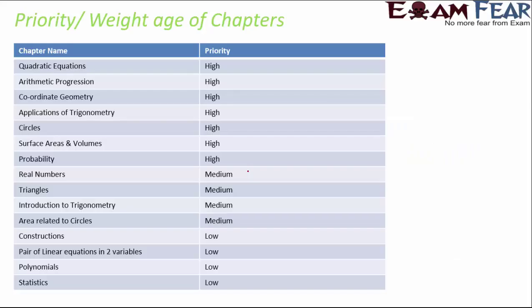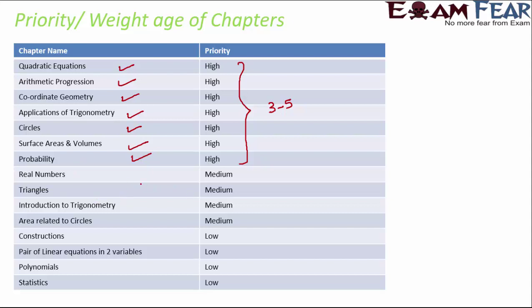Based on our analysis of the previous 5 to 10 years of question papers, we have categorized all the lessons in the syllabus into 3 categories. That is high, medium and low based on their priority. Some of the lessons like quadratic equations, arithmetic progression, coordinate geometry, applications of trigonometry, circles, surface areas and volumes, and probability are all high priority lessons, as in you can expect 3 to 5 questions from each of these lessons in your question paper.